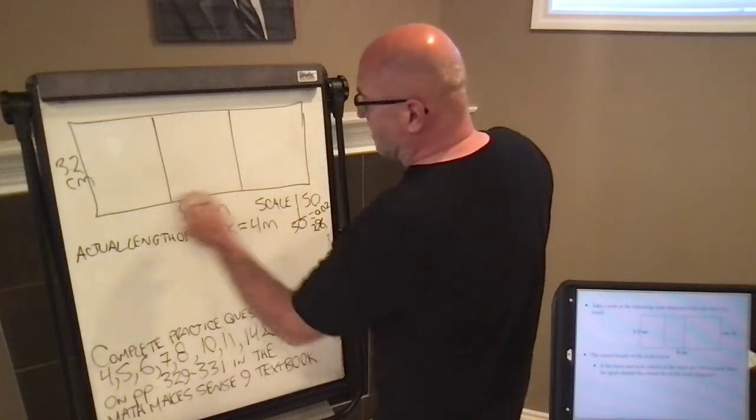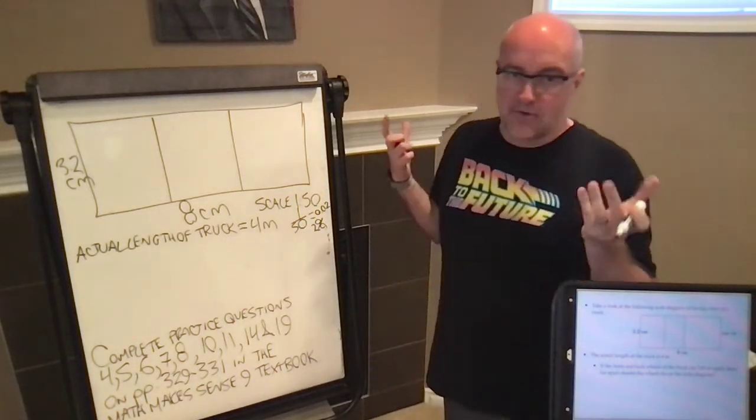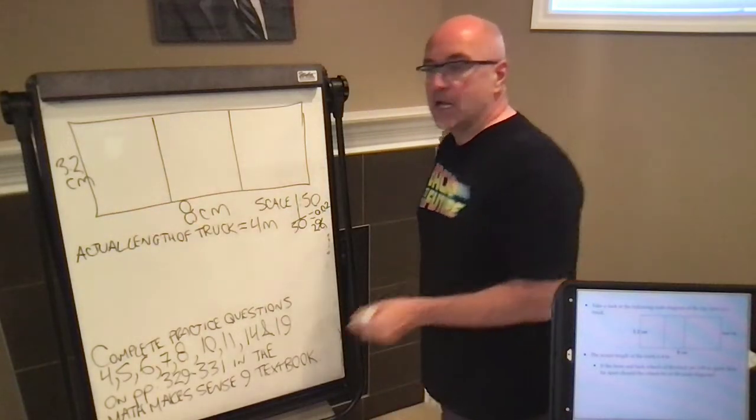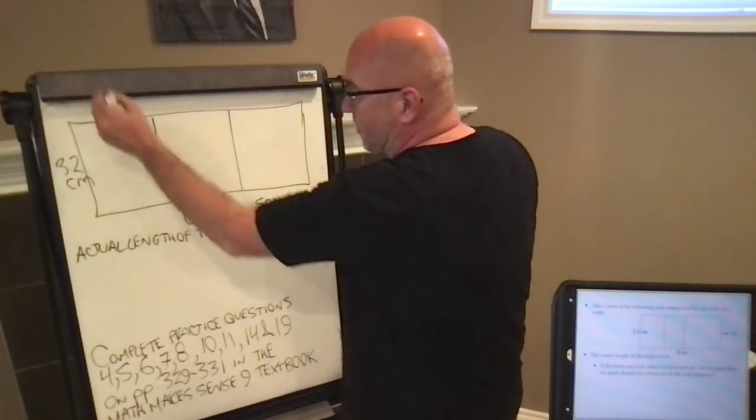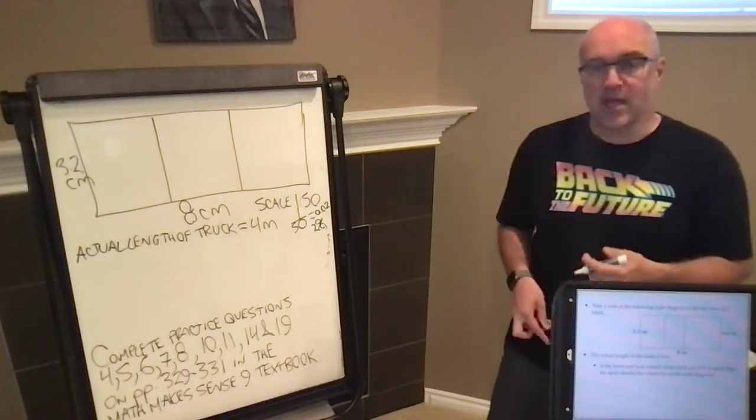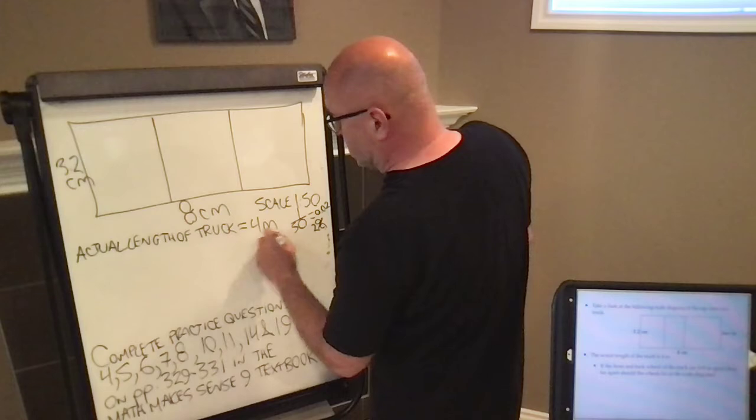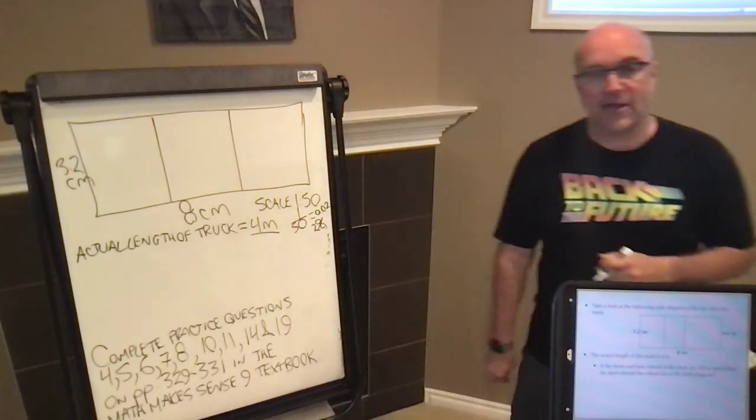On the diagram, again, this is enlarged, but just assume that this is an 8 centimeter length here on the side of the pickup truck. The width of the pickup truck in the diagram is 3.2 centimeters. We've actually been given the actual length of the truck, which is 4 meters.